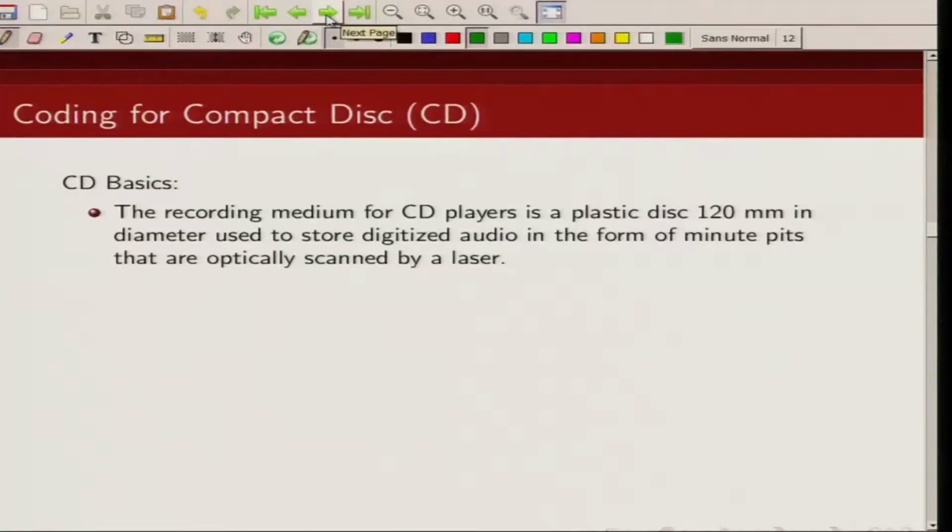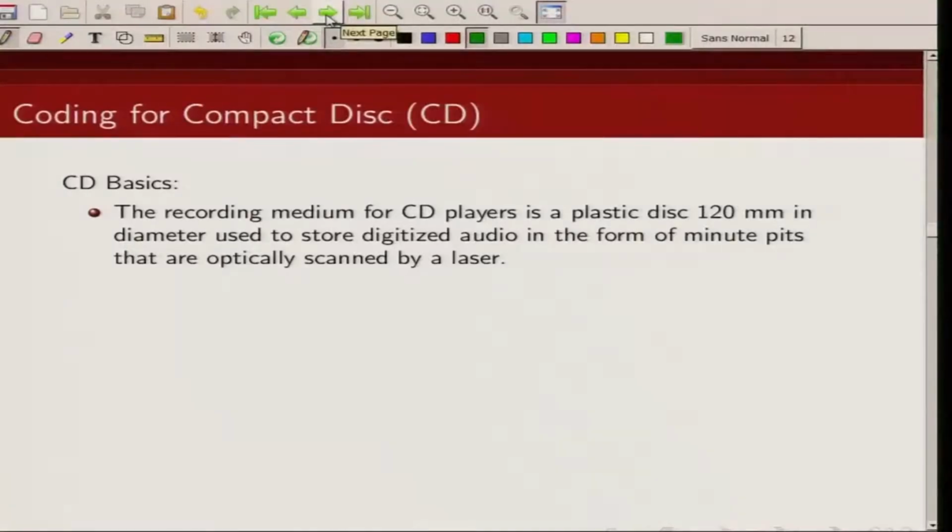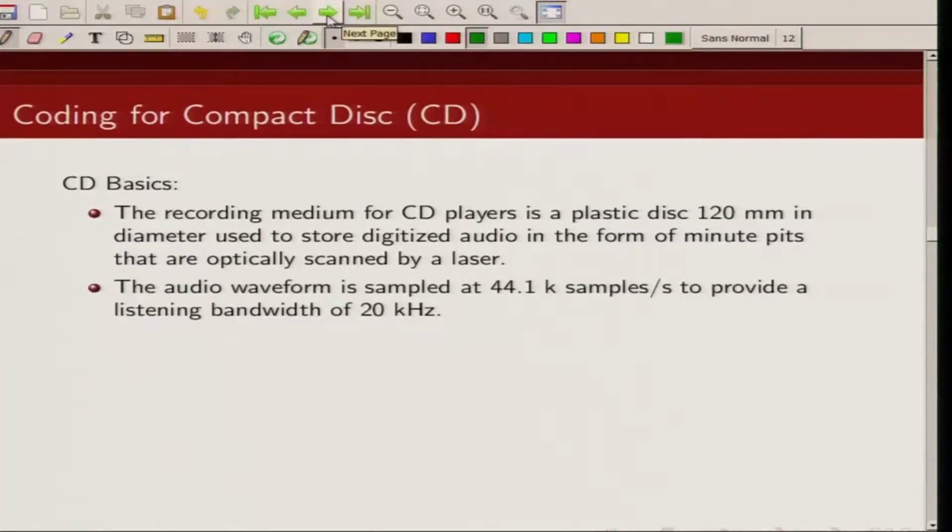So we start with the application of error control coding in CDs. You are familiar with the CD disk. It's basically a plastic disk of 120 mm in diameter, and it can be used for storing digital audio and video data. Now the audio signal is sampled at 44.1 kilosamples per second, and it provides a listening bandwidth of 20 kilohertz.